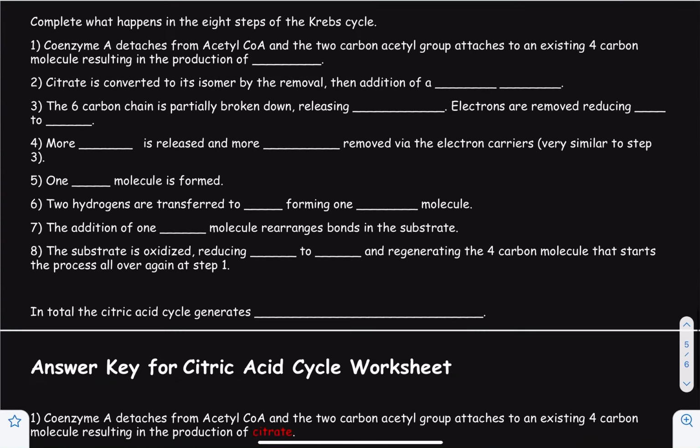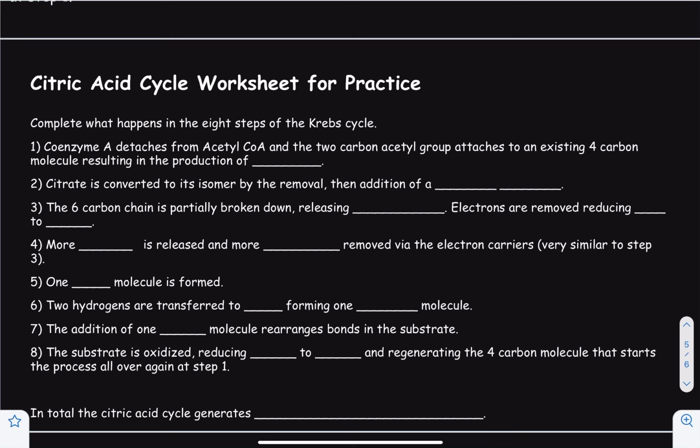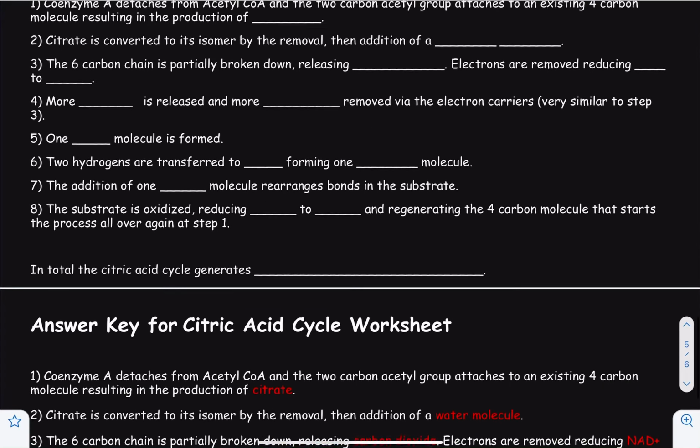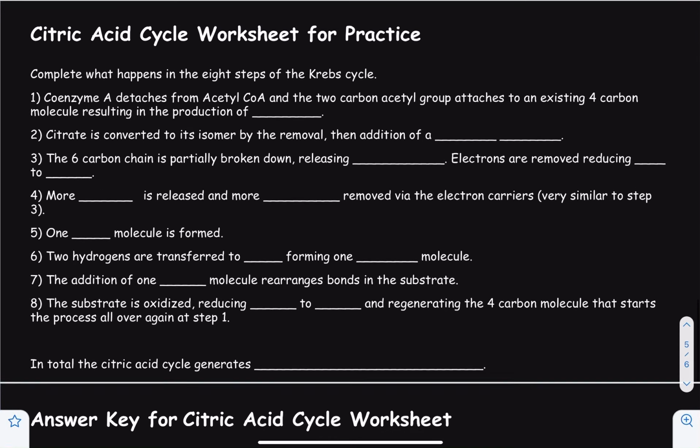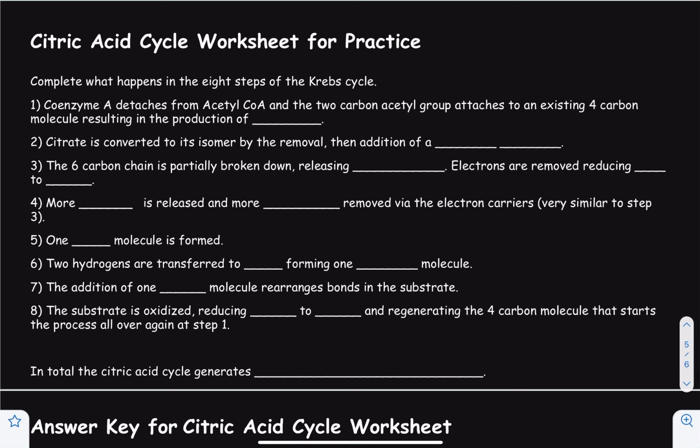Citrate is converted to its isomer by the removal and then addition of, take a minute, pause the video if you need to, a water molecule. You'll see it here. The 6-carbon chain is partially broken down, releasing, take a second, pause the video, carbon dioxide. Electrons are removed, reducing NAD plus to NADH.